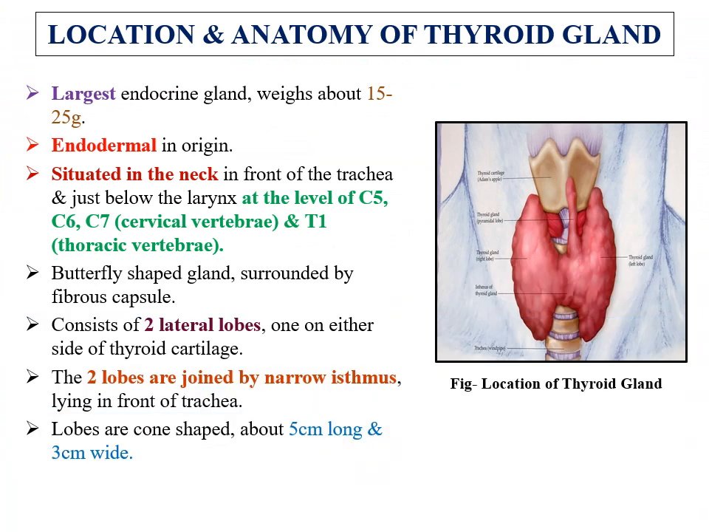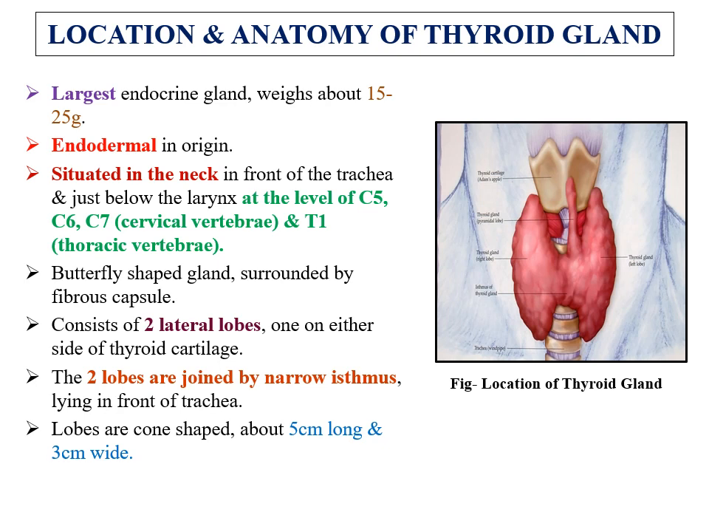Firstly, we'll see where the thyroid gland is located and what is the anatomy of this gland. Thyroid gland is the largest endocrine gland of our body, which weighs about 15 to 25 gram, and it is derived from endoderm, which is one of the three germ layers of our body. As we can see in the figure, this thyroid gland is situated in the neck, just below the larynx and in front of the trachea.